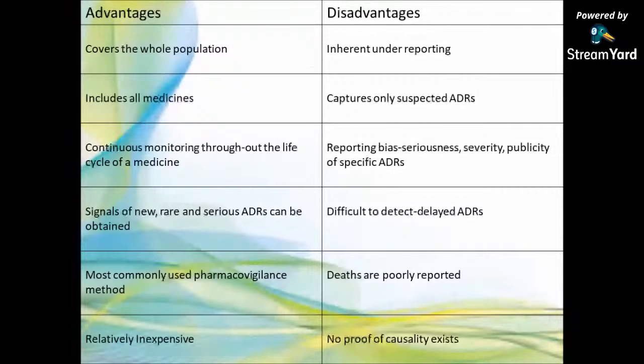Along with these advantages of spontaneous reporting, there are certain disadvantages. There is a chance of underreporting or bias. Now, as this reporting is done by the patient, there is a chance that the complete report of the adverse event is not given. So it is called underreporting. Sometimes bias is also possible.